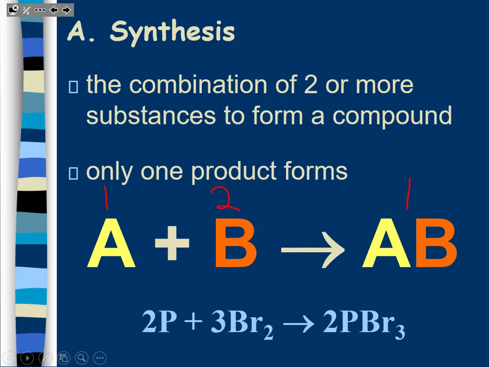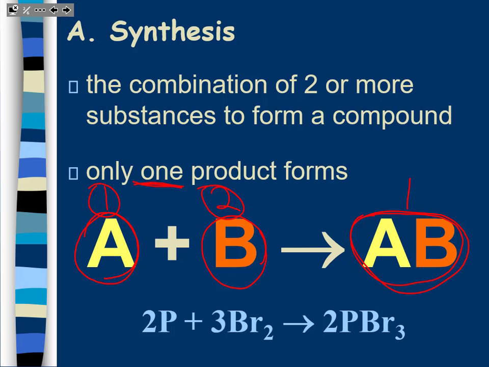So this is where two things go to make one thing. I recommend writing the A plus B equals AB down. Because what it's saying here is any compound, doesn't matter, plus any compound, doesn't particularly matter, as long as those two things go together to make one compound, that's a synthesis reaction. Once again, only one product forms. That's the key.